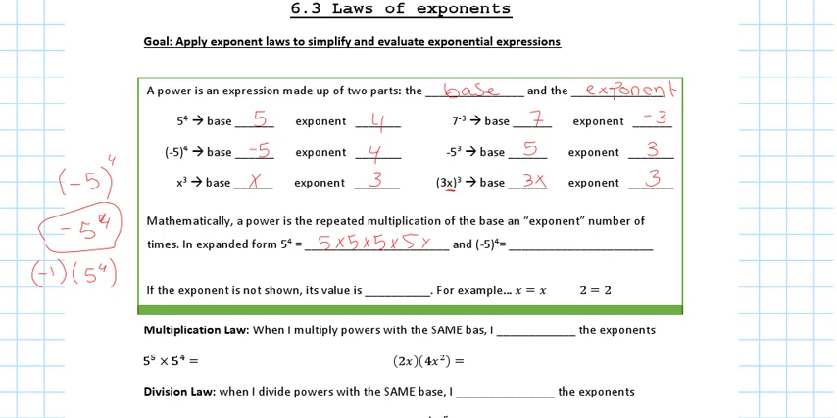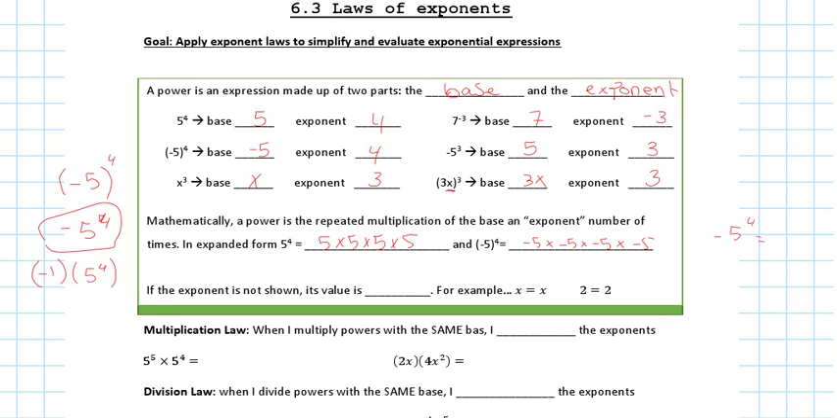Oh, 4 times. There we go. And what would that be? 625? All right. How about the second one? So it's negative 5 times negative 5 times negative 5 times negative 5, right? How about if I have negative 5 to the power of 4? What is that equal to?